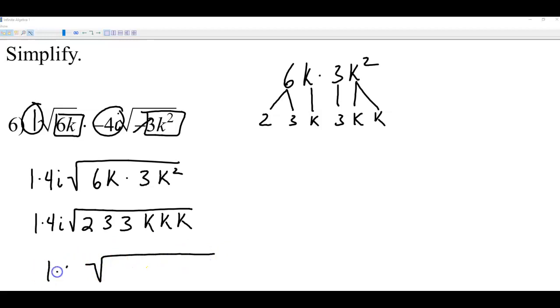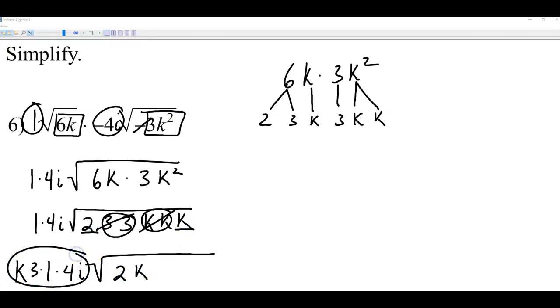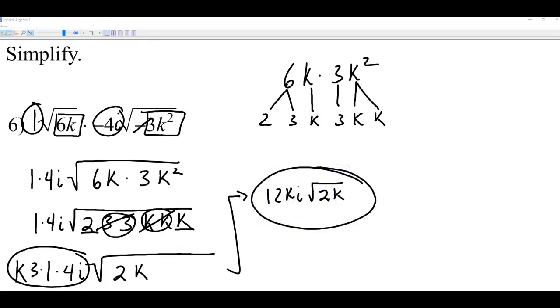And now we're ready to start bringing out stuff. So I've got a pair of 3's, so I can take a 3 out. I've got a pair of k's, so I could take a k out. On the inside, I have a 2 and a k left, so that's just going to be 2k. Multiplying all this stuff together on the outside, we end up with 12ki, and on the inside, 2k. And there's our final answer there.